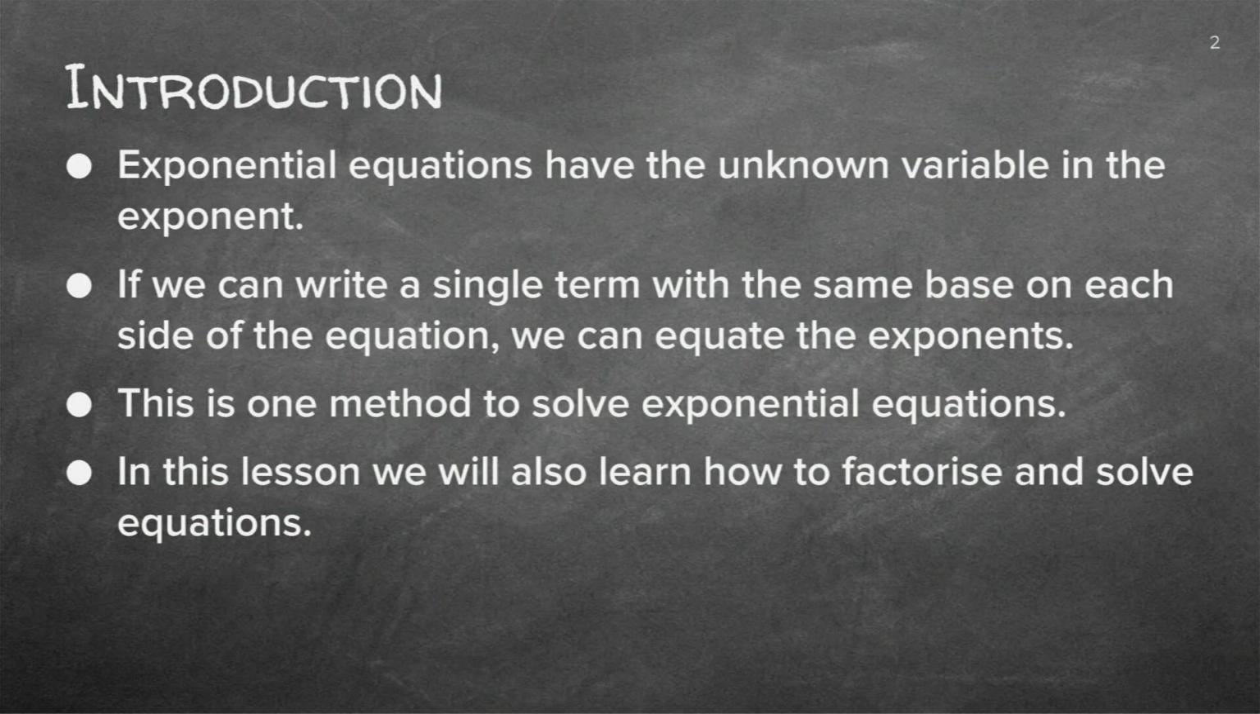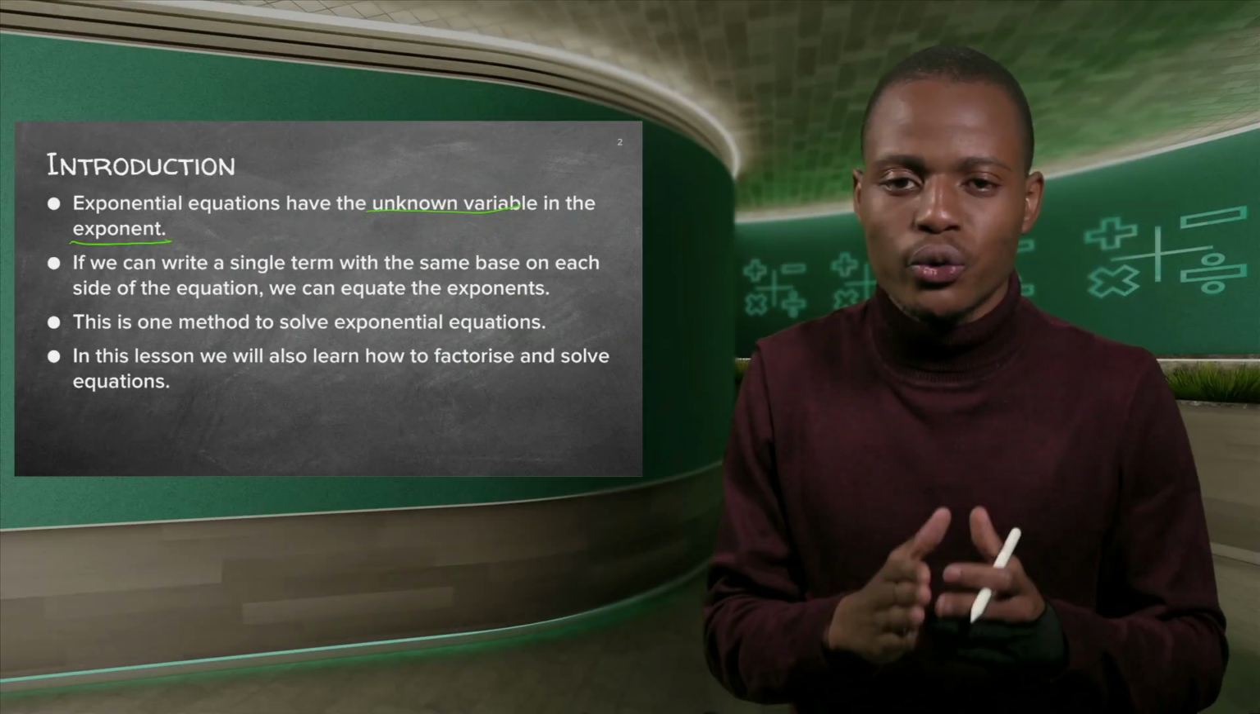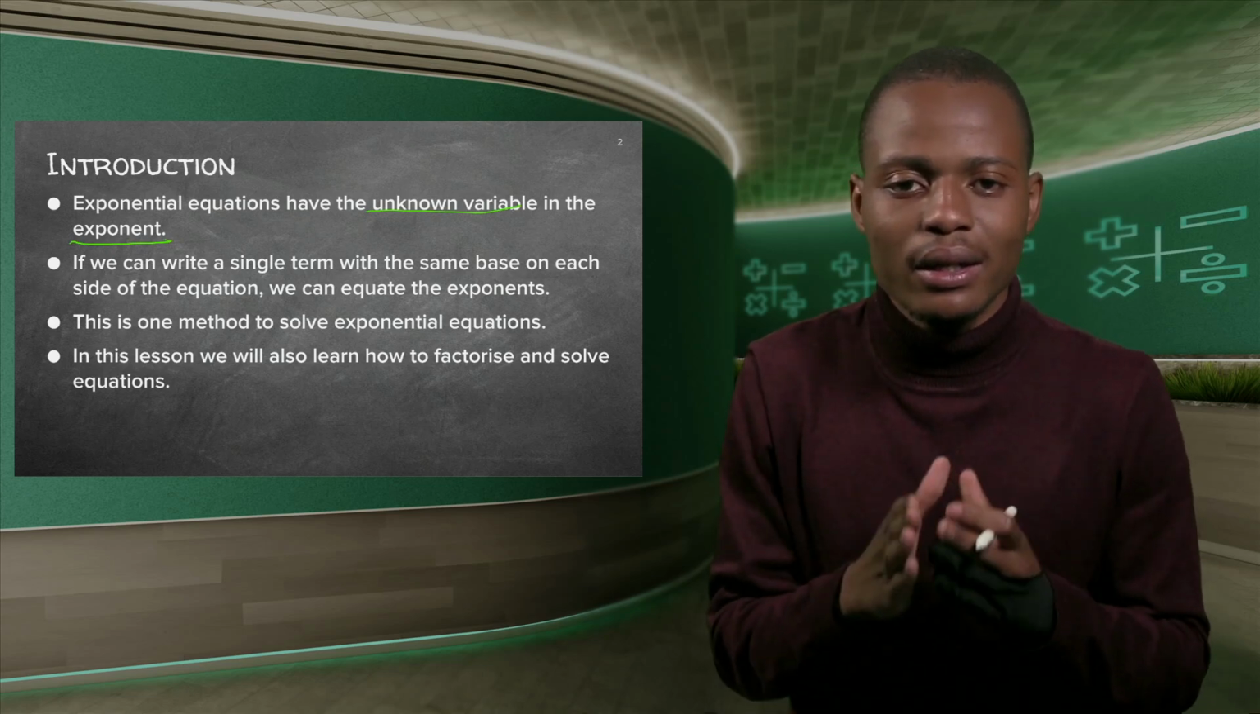Exponential equations have the unknown variable in the exponent. So the unknown value is always the exponent. If we can write a single term with the same base on each side of the equation, we can equate the exponents. So the condition here is if the bases are the same, ensure that your exponents are also equal. So you equate the exponents.